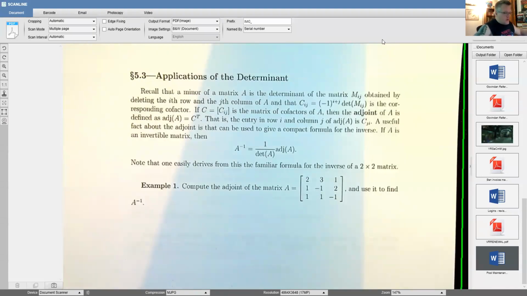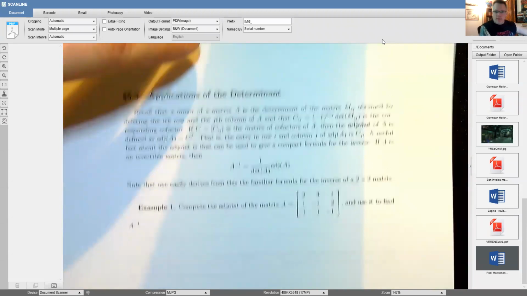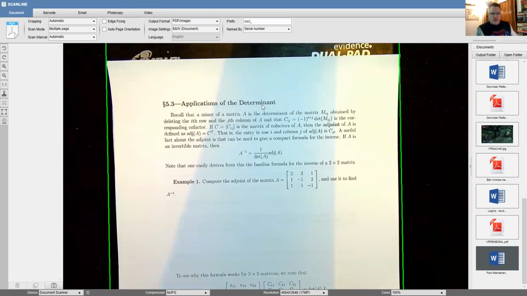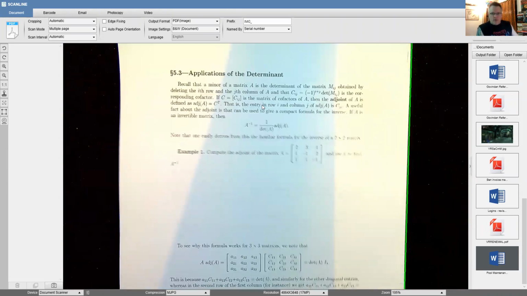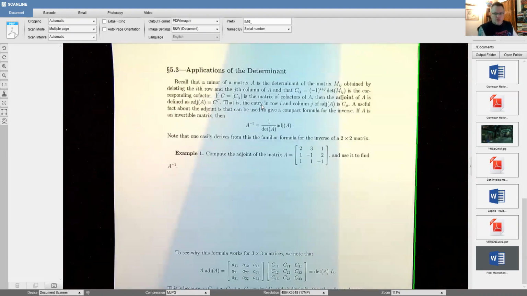Okay, hello everyone. We're going to finish off our discussion of Chapter 5 with just a few applications of the determinant. There are many, many applications, but I just want to focus on a couple just to give you an idea in terms of, maybe where some of the stuff is used.